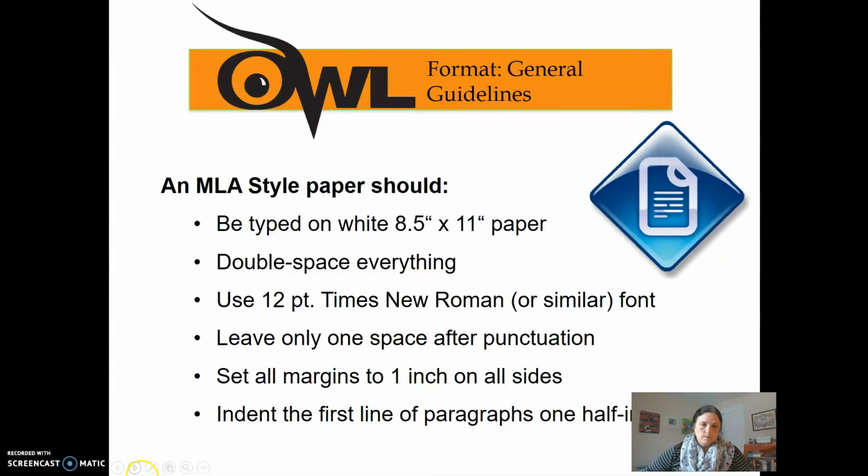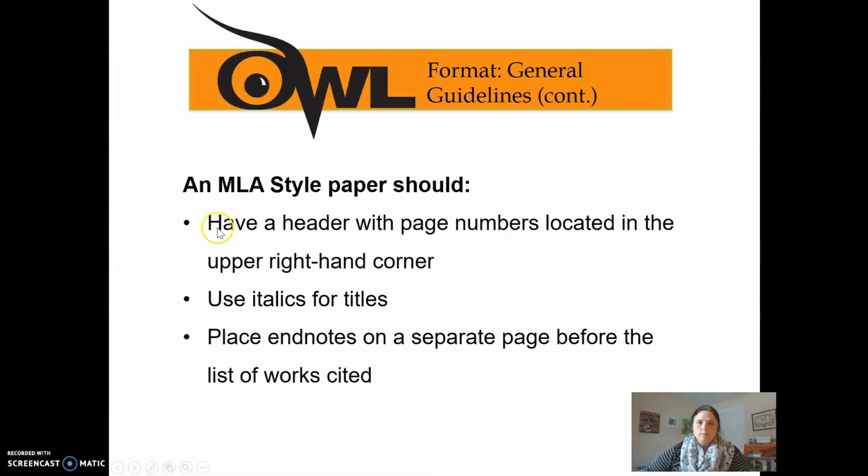So that's mostly what we're going to go over today. We'll also talk about how the first page is set up. Have a header with page numbers located in the upper right hand corner. There are some other ideas here, like using italics for titles. End notes, you probably will not have end notes on anything that you write for English 9, but you will have the works cited page at the end.